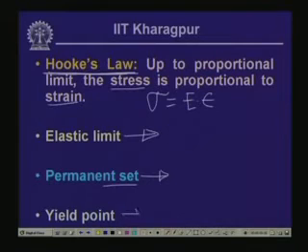Yield point, again, as we have seen, is the point where the material starts yielding or goes beyond the elastic limit, and the plasticity starts setting in the member.